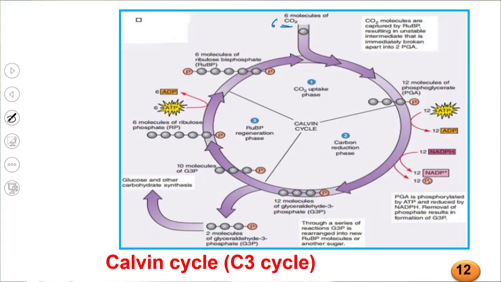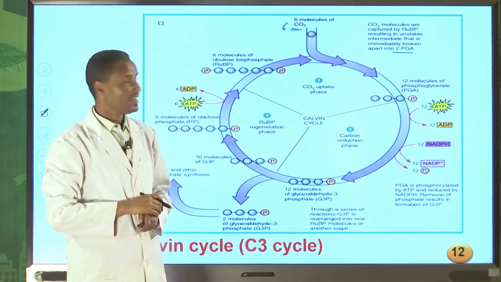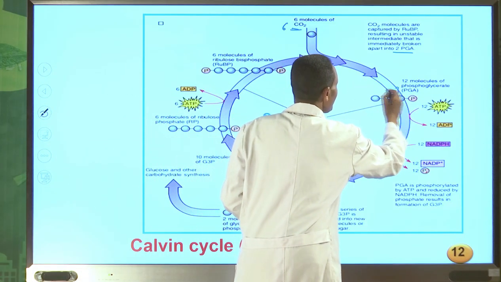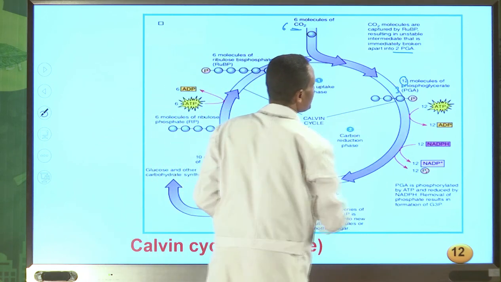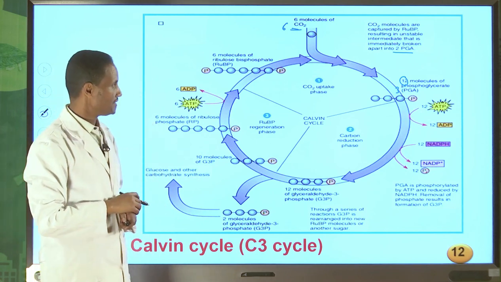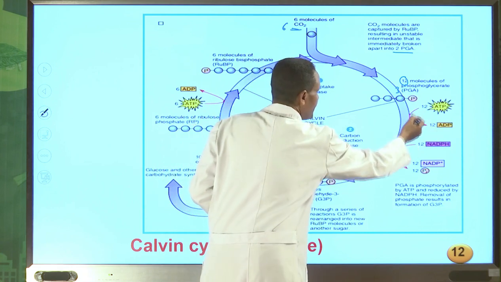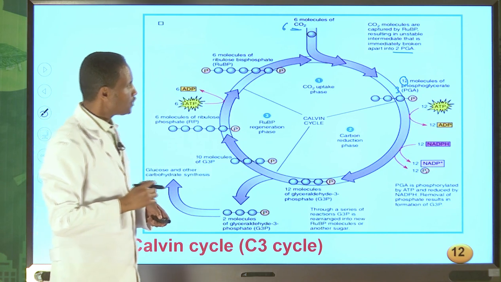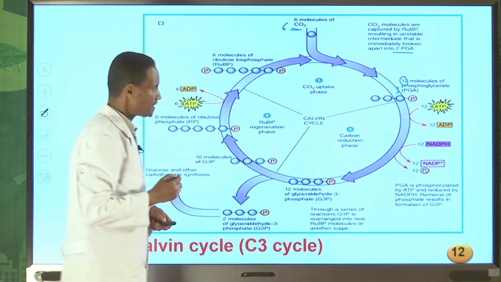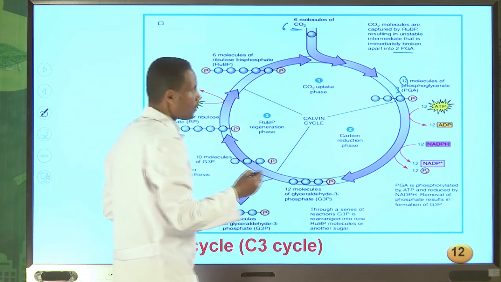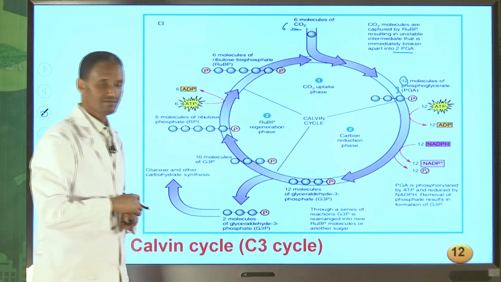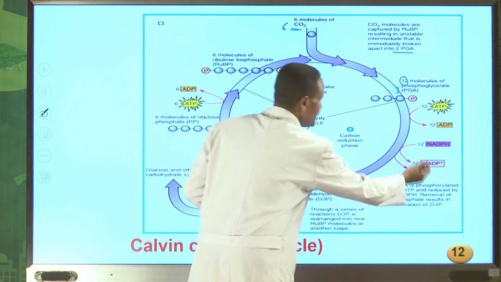Here, the carbon dioxide molecules are captured by ribulose bisphosphate, resulting in unstable intermediates that immediately break down into 3-phosphoglycerate, a 3-carbon compound. 12 molecules of this phosphoglycerate are formed. Then ATP is consumed in this stage to convert it to another compound, glyceraldehyde 3-phosphate. In the process, 12 molecules of NADPH are also oxidized to NADP positive.